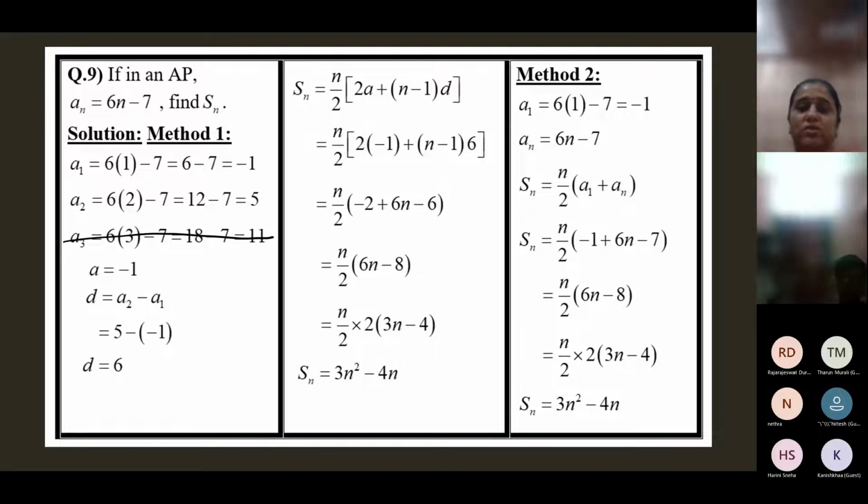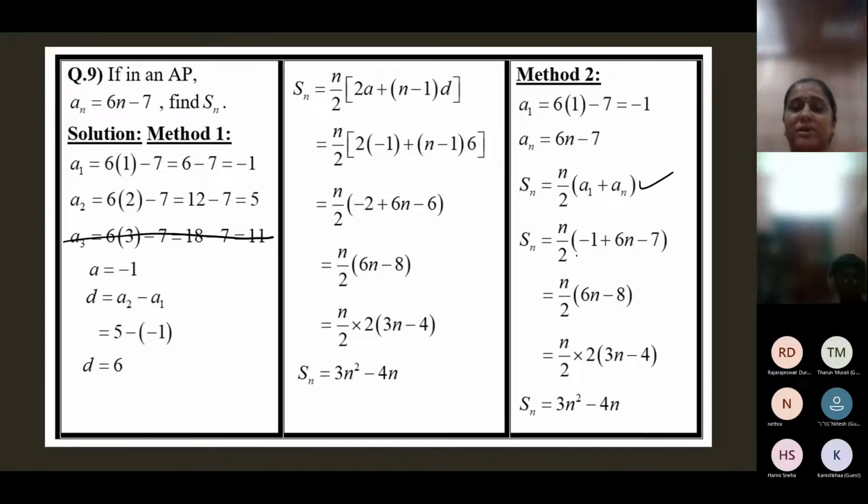You can see method 2. I've worked it in both the ways. I told you, you can also use this formula, children. Sn is equal to n by 2 of the first term plus the last term. So here you need only the first term. If you're using this formula, you don't even need the common difference.